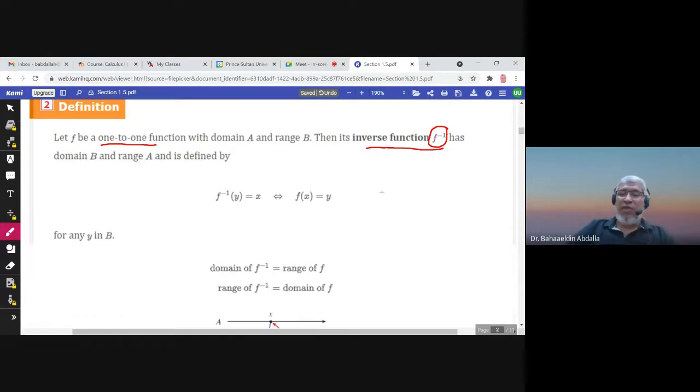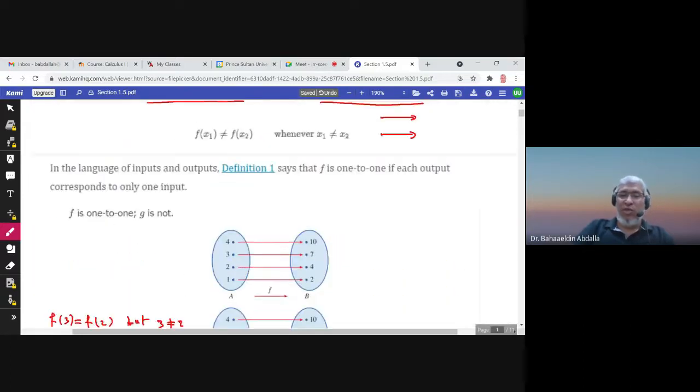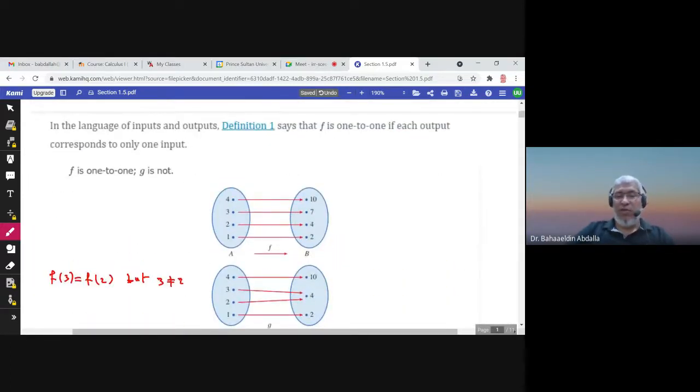Now, the inverse function has the domain B and the range A, while f has the domain A and range B, because we are switching. This function f goes from here to here. Now f inverse will go from here to here. So this is A, it is the domain of f, but it is the range of f inverse. This is the set B, it is the range of f, but it is the domain of f inverse.